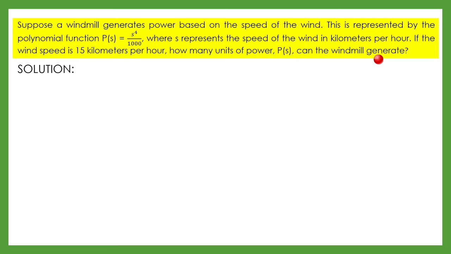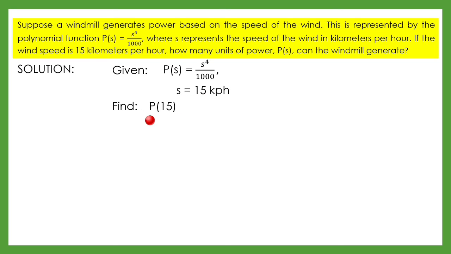For our solution, the first step is to write the given. The given are the polynomial function P of S equals S raised to 4 over 1,000, and another given is the speed, which is 15 kilometers per hour. The second step is to identify what is asked in the problem. Ang hinahanap dito is how much the windmill generates if the wind speed is 15 kilometers per hour, so represented by P of 15.